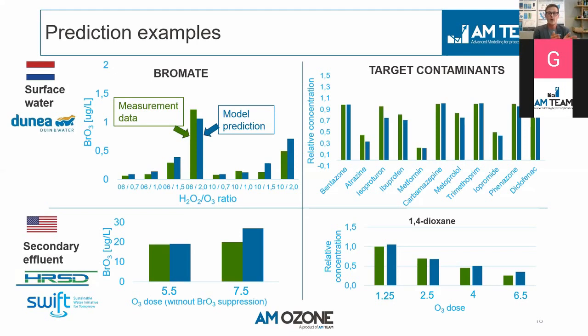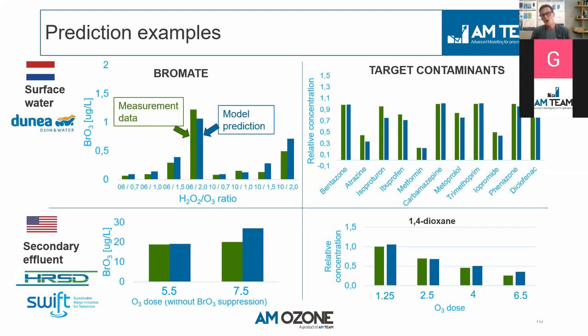For example, the ozone dose or the UV or the peroxide versus ozone ratio. So the blue bars all are the predictions. The green bars are the data, the measured data. So you can see that you can run a lot of scenarios and then compare it with data. But of course, once this is set up, you can run much more scenarios and don't have to measure all the time.